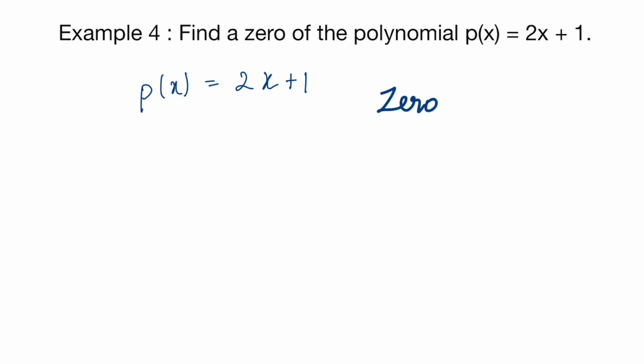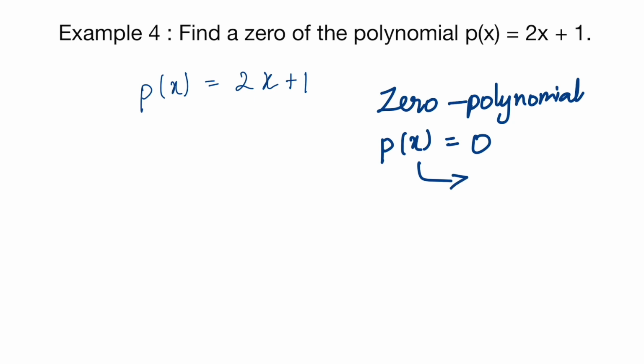If we talk about a 0 of a polynomial, it means that P of x itself becomes 0 for some value of x. If P of x becomes 0, that value is called the 0 of the polynomial. So for that, P of x has to become 0, right? Only then the value of x that is assumed would be your 0.